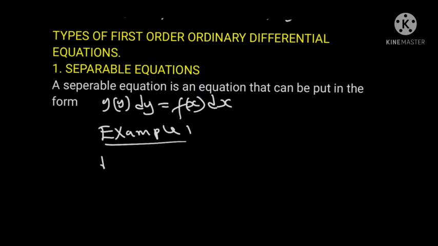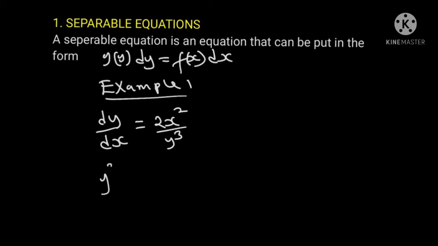Suppose we have dy over dx equals 2x squared over y cubed. How do we solve this equation? Well, let's first cross multiply. So we have y cubed dy equals 2x squared dx. Now, if you look carefully at this equation, we have been able to separate y from x. Therefore, it satisfies this condition here.